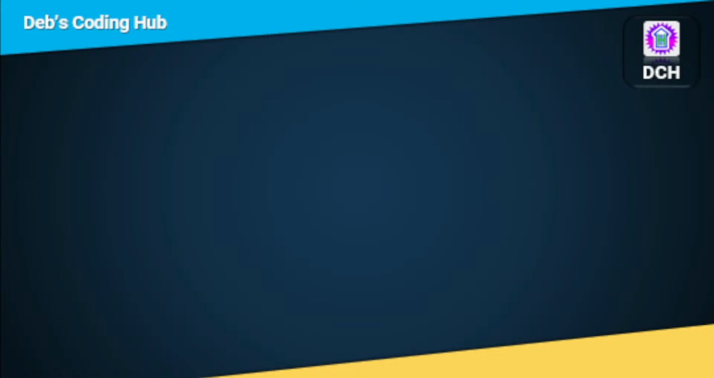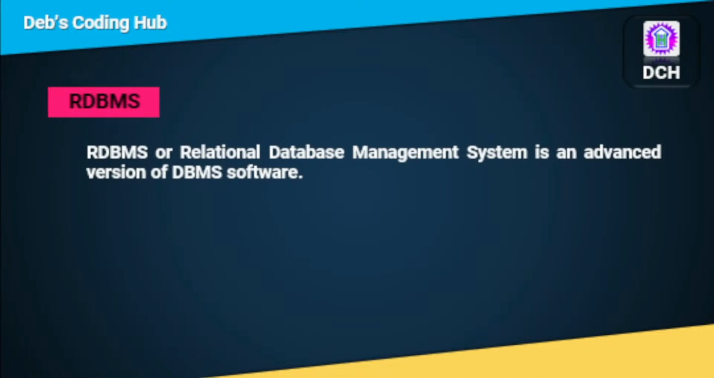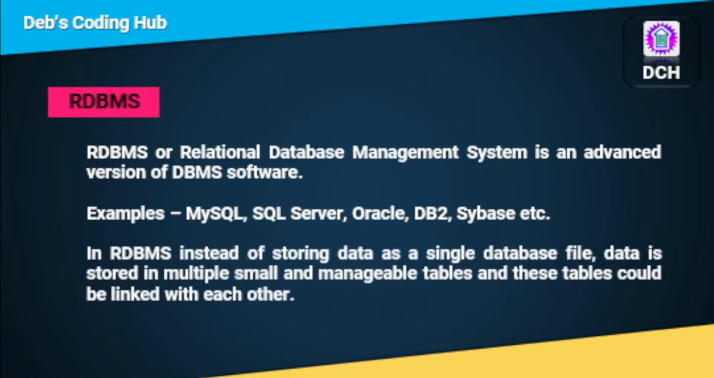Now let us see what is RDBMS. RDBMS stands for Relational Database Management System. It is also a special software and it is the advanced version of DBMS software. Examples of RDBMS are MySQL, SQL Server, Oracle, DB2, Sybase, or as such. In RDBMS, instead of storing data in a single database file, data is stored in multiple small and manageable tables. So data in RDBMS are stored in tables, and these tables could be linked with each other so that we can fetch data from multiple tables.